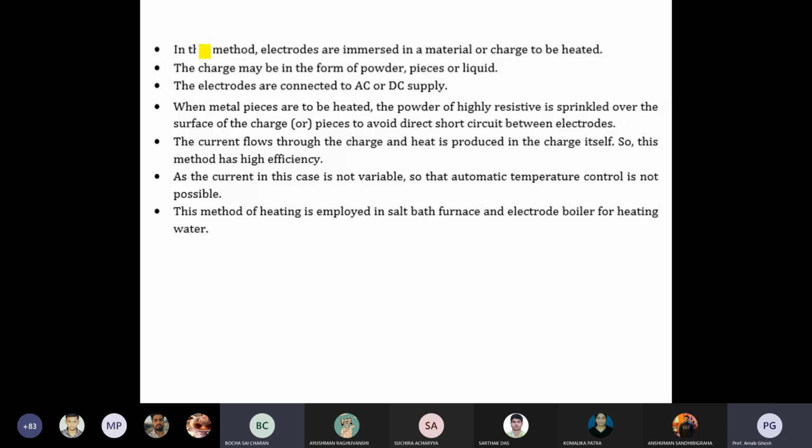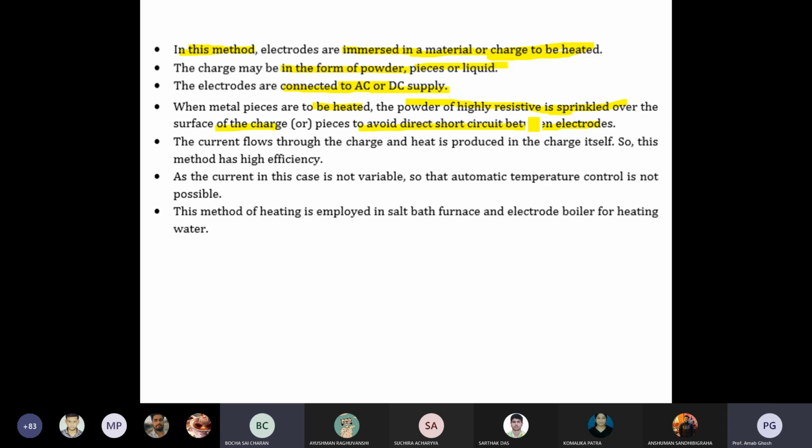So in this method, what we have observed is that the electrodes are immersed in the material or the charge to be heated, immersed inside the material. The charge may be in the form of powder, pieces or liquid. The electrodes are connected to an AC or DC supply as per your requirement. When metal pieces are to be heated, a powder of high resistivity is sprinkled over the surface of the charge pieces to avoid direct short circuiting between the electrodes.